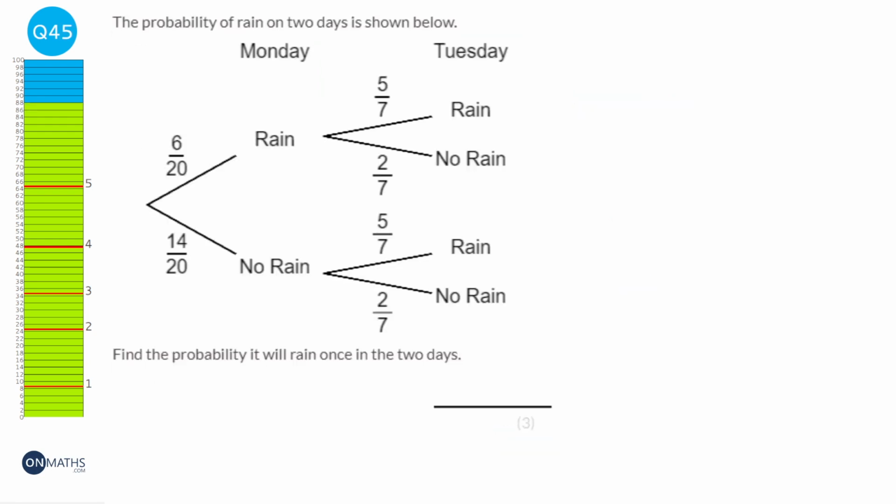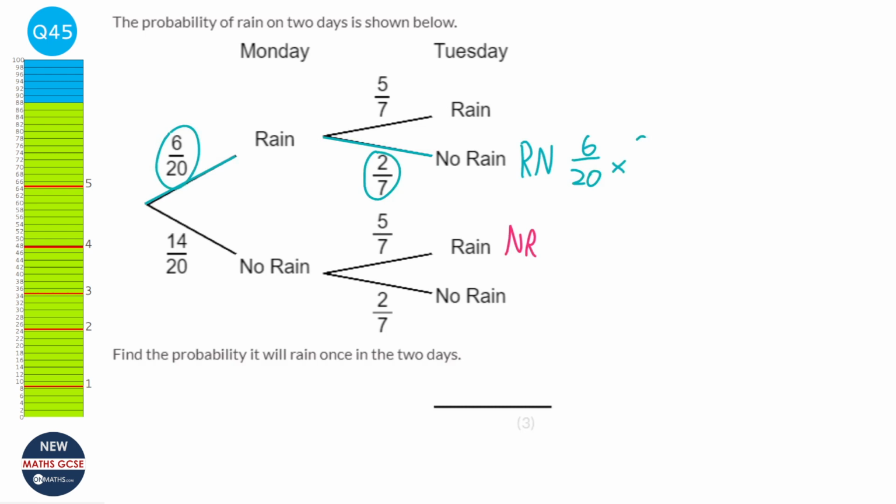So there are two outcomes that it will rain once in the next 2 days, and that will be rain and not rain, and not rain and rain. So to work out the probability, it will rain on Monday and then not rain on Tuesday. What you're going to do is just multiply 6 over 20 by the 2 over 7. So 6 over 20 times 2 over 7. And that will give us 12 over 140.